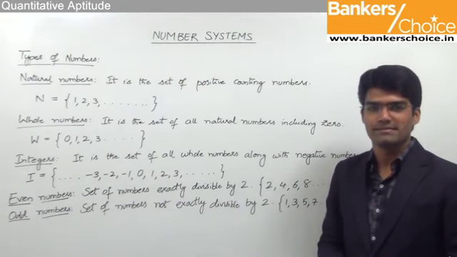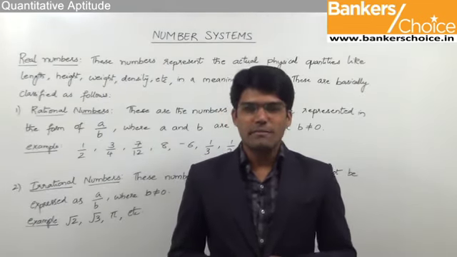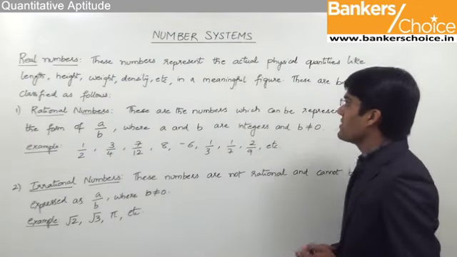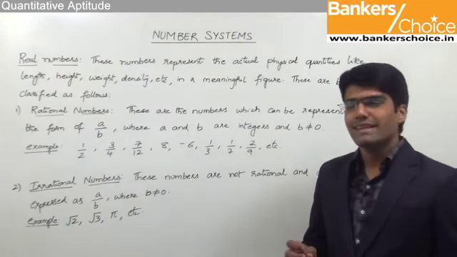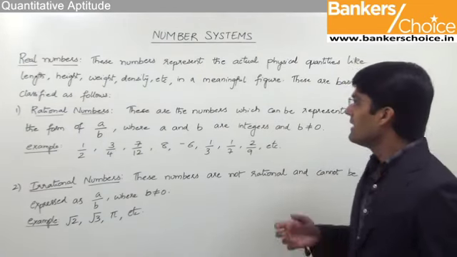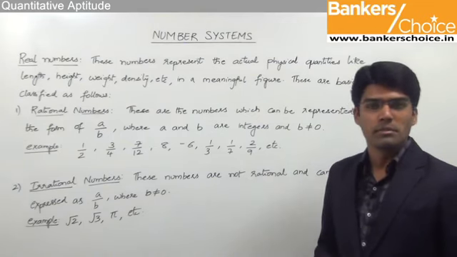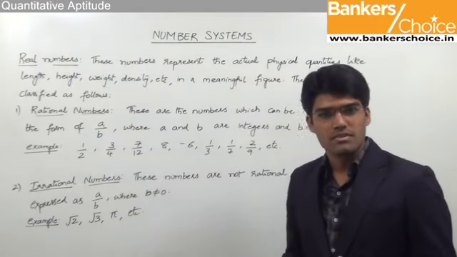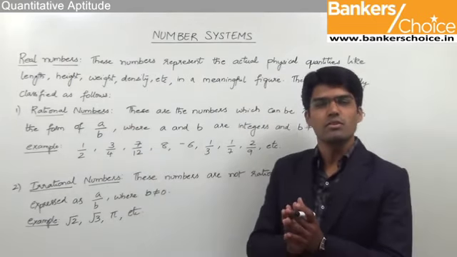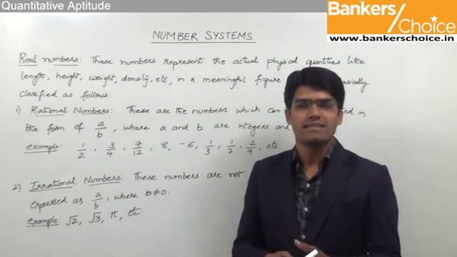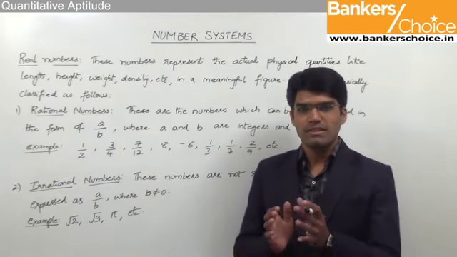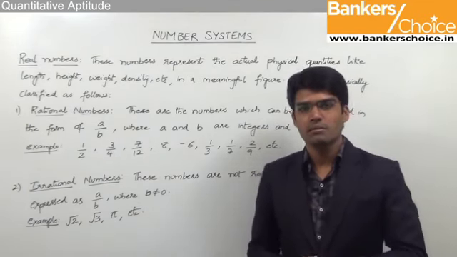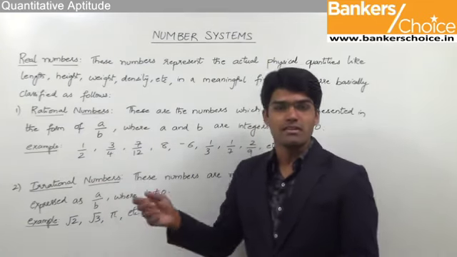Let us now understand what is meant by real numbers and the classification of these real numbers. These are the numbers which represent the actual physical quantities like height, weight, density, etc. in a meaningful figure or a meaningful number. Now these are basically classified as rational numbers and irrational numbers. So real numbers are those numbers which we use in the physical world to measure various things like height, weight, etc. So this comes out as a meaningful figure or a meaningful number. And the basic classification of real numbers is rational numbers and irrational numbers.